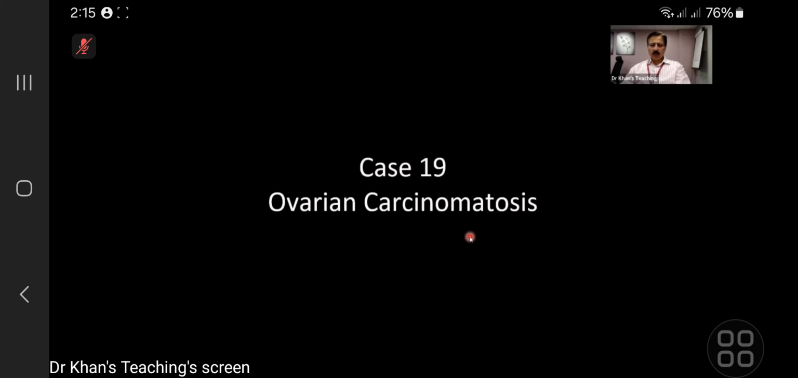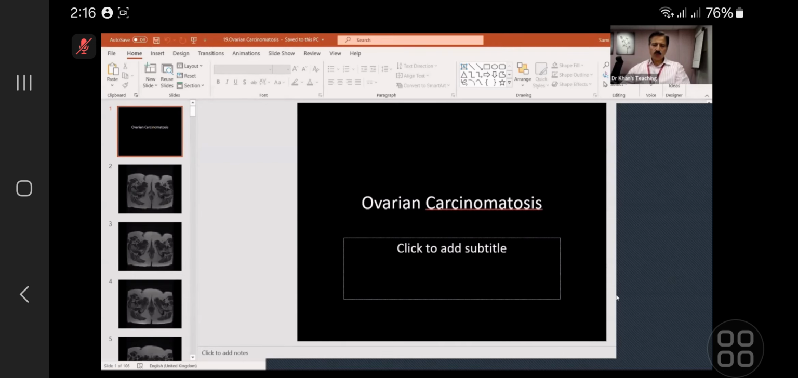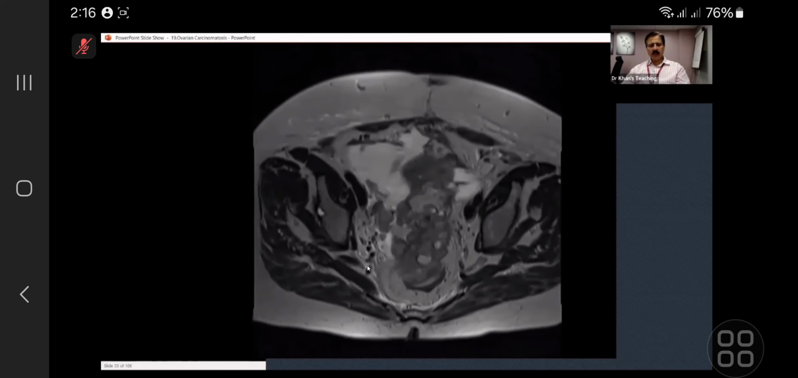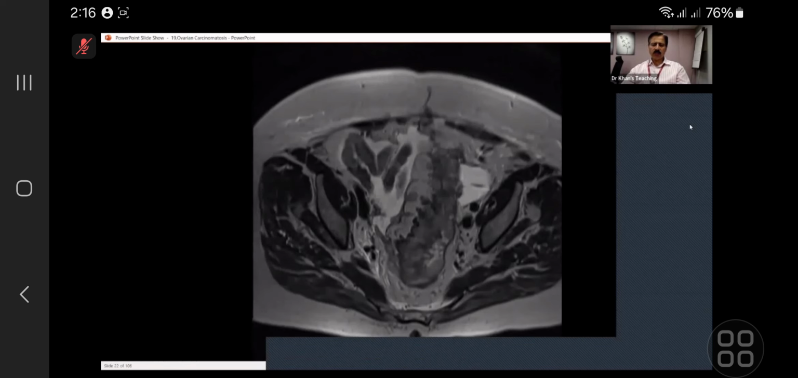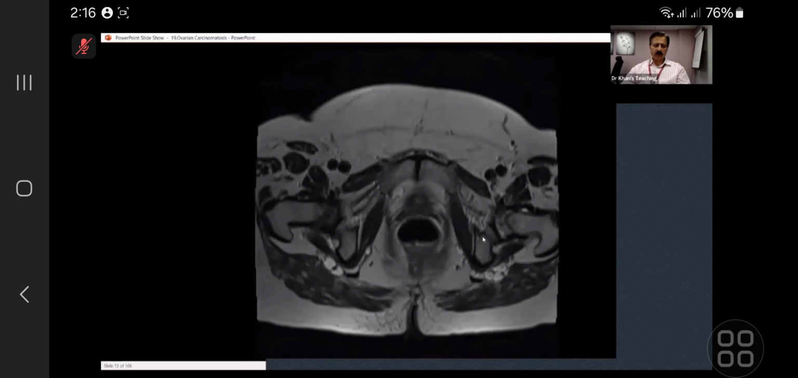Now, I will just show you a film to tell you. So I am now projecting a case of ovarian carcinoma metastasis. Candidate 3, I hope you can see my screen, right? Yeah, I can see it. Okay, so I will continue with my teaching point there.